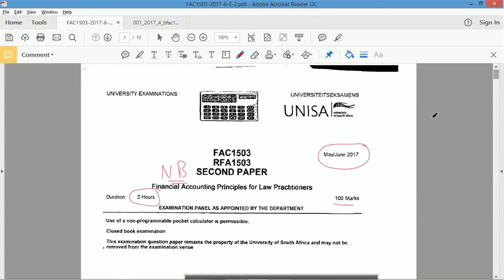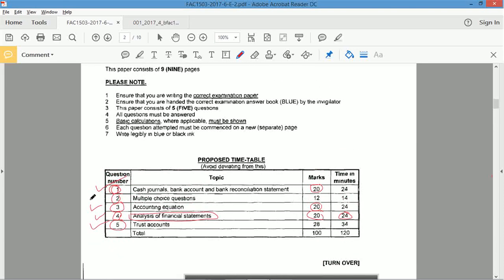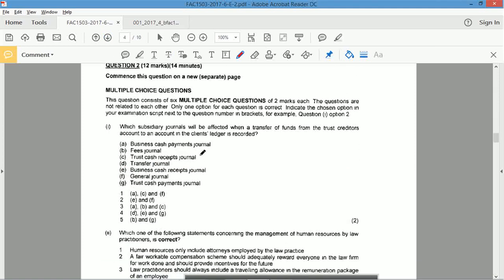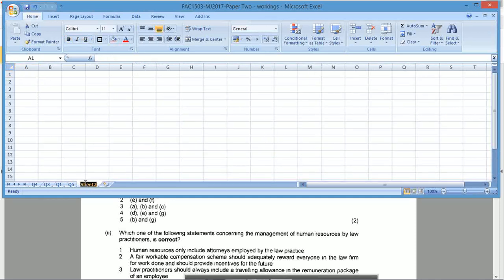Now we can go look at the multiple choice, the last question. Question 2, MCQ, 12 marks. Did you do this ahead of time? Not the multiple choice? Why didn't you do the multiple choice? The multiple choice should be easy. This is question 2, multiple choice.